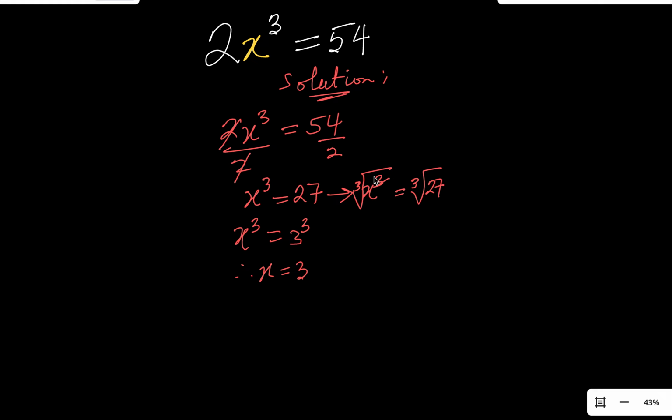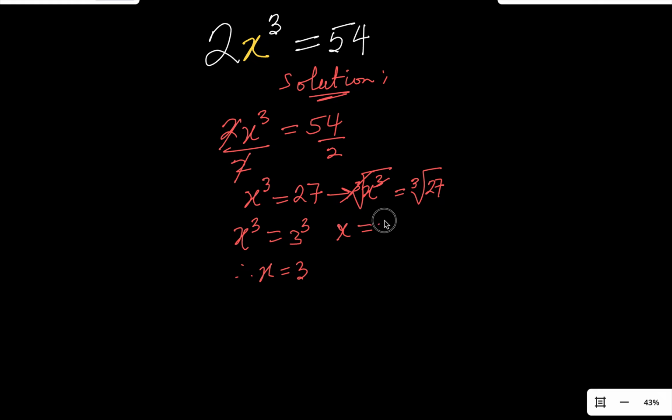Anytime cube and cube root meet, then they cancel. Just like if square root and square meet, then they cancel. So x now go be equal to, wetin be cube root of 27? The number we go multiply by itself 3 times to give us 27.